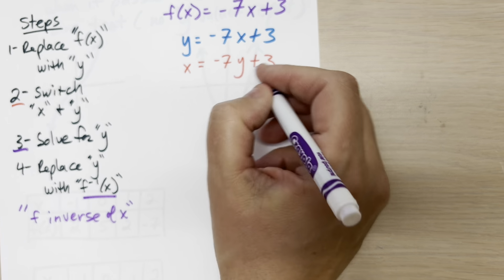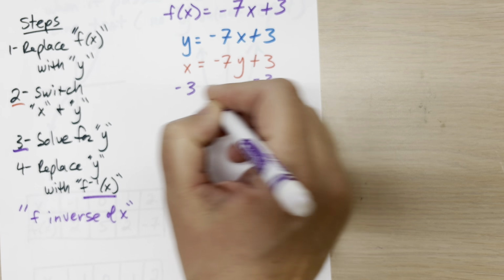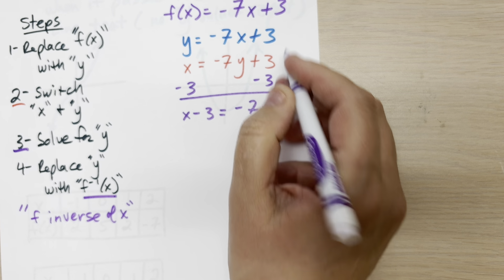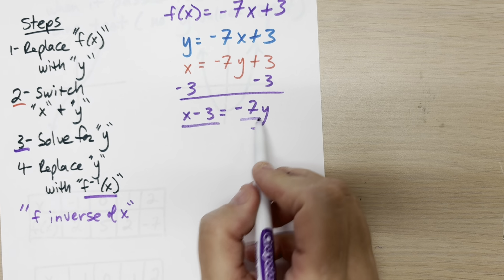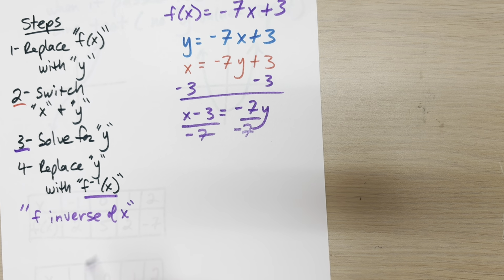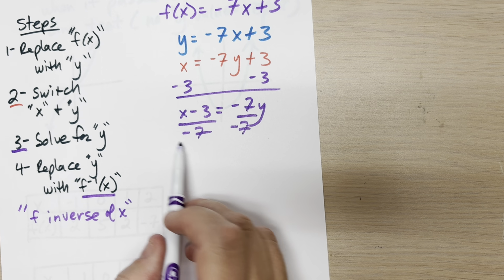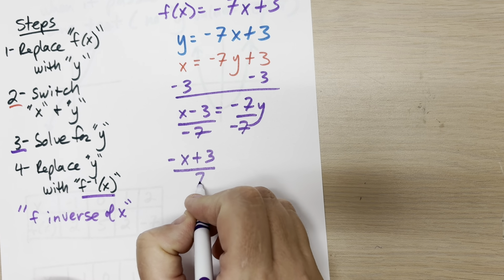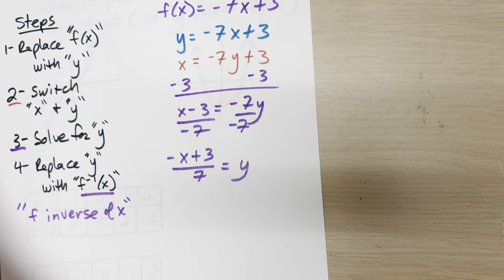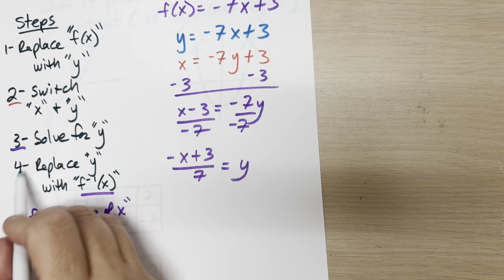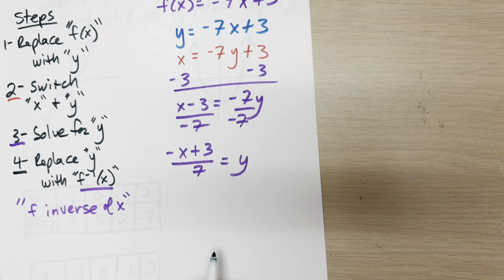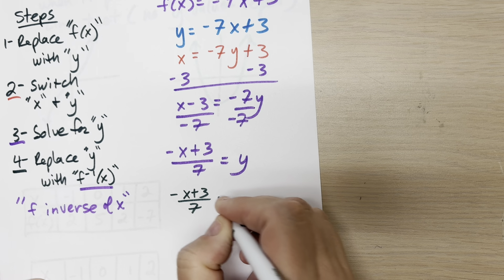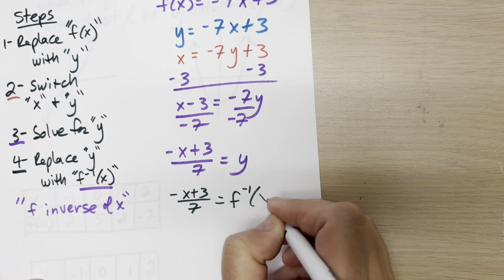That's this step. So we'll subtract a 3 on both sides. X minus 3 equals negative 7y. Divide by negative 7. You don't want to leave a negative in the bottom, so I'm going to change all of these signs. Negative x plus 3 over 7 equals y. Finally, at the end, we're going to replace y with f inverse of x. So negative x plus 3 over 7 equals f inverse of x.